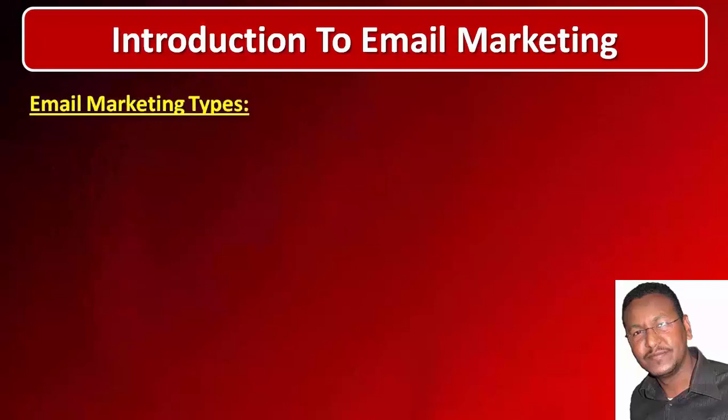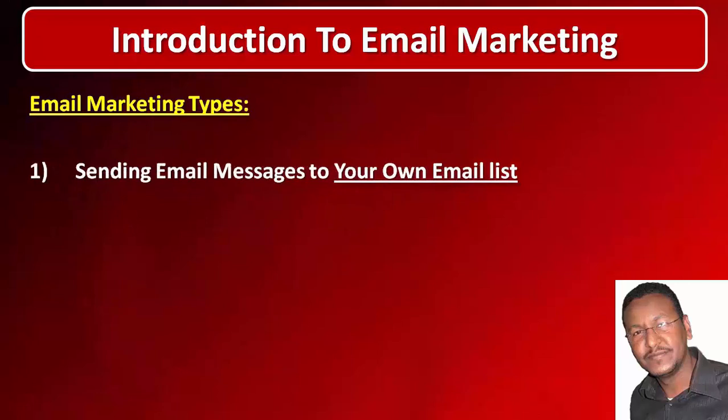Mainly, we have two types of email marketing. The first type, obviously, is sending email messages to your own email list. You build an email list by promoting your own affiliate marketing funnel, and then when you get those people added to your email list, sending them email messages. And this is the one that we're going to talk about here.